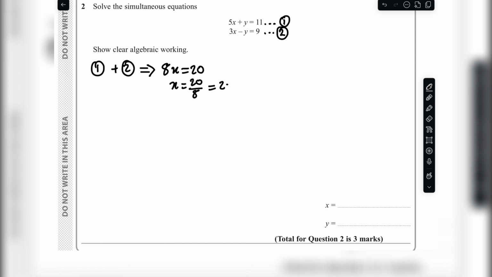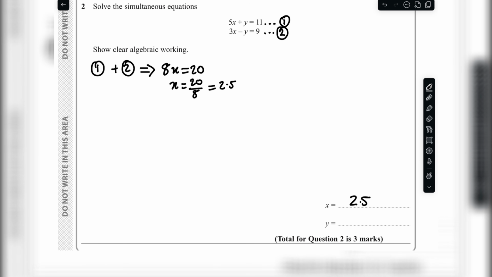In the second question, we are told to solve the simultaneous equations. So the first thing I'm going to do is label the first equation as equation 1 and the second equation as equation 2. And given as we have y in both equations, I'm going to add equation 1 and equation 2. And that gives me 8x equals 20. And when I divide both sides by 8, I have x equals 20 over 8, and that simplifies to 2.5. So my value for x is 2.5.